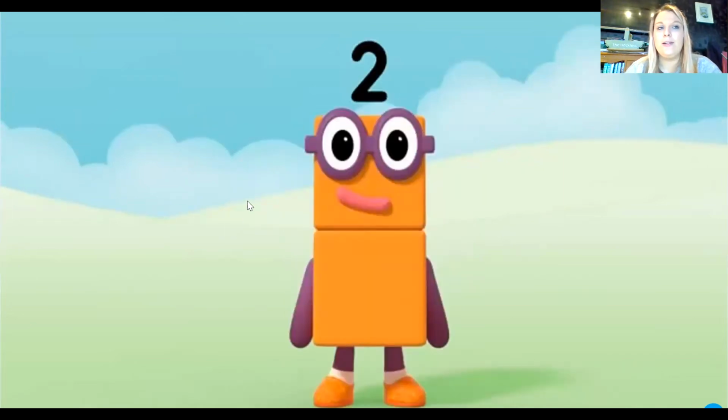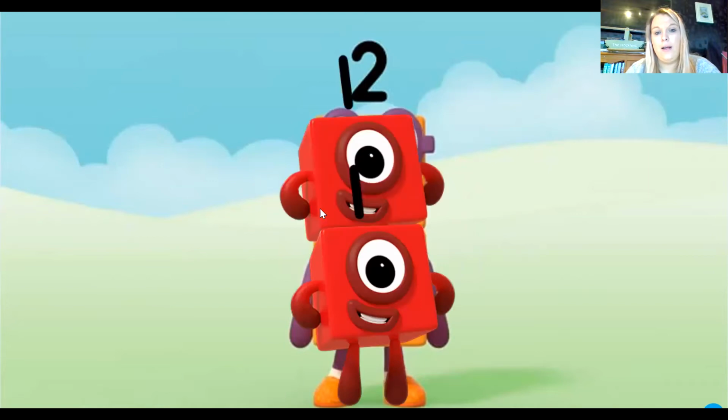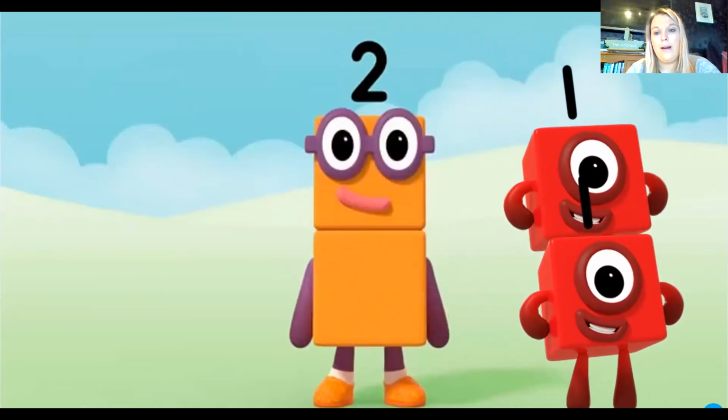Okay, what about number 2? Can you think what 2 parts make 2? What makes 2? How do we make 2? Can you have a think about that? How can we make 2? We can have a 1 and a 1. 1 and 1 makes 2. Can you say that? 1 and 1 makes 2.